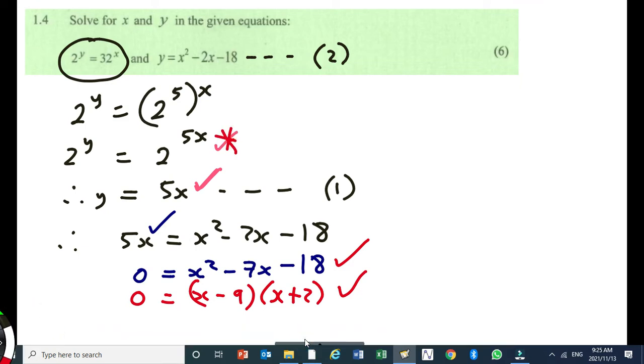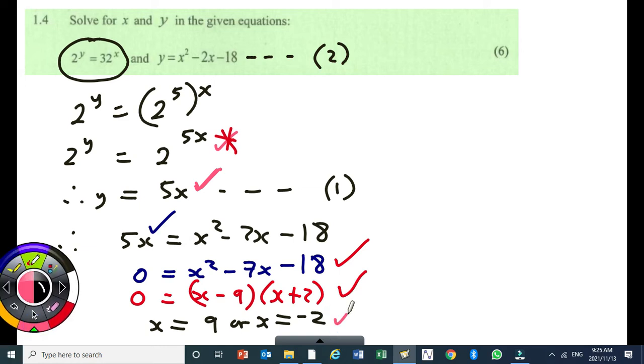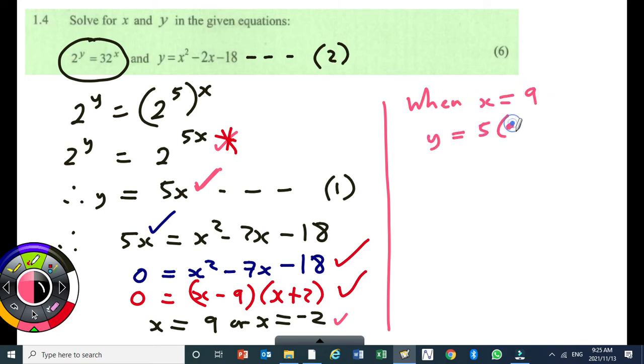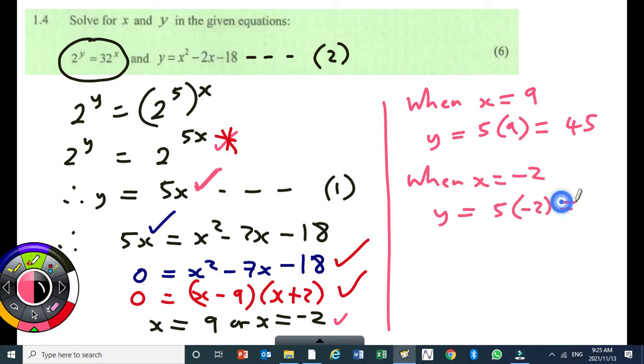Right. Then when you get here, it means x will be equal to 9 or x equal to negative 2. So we've got a mark here for the x values. Then the y values, we need to use x values. So we say when x is equal to 9, y is equal to 5 times 9, which is 45. When x is equal to negative 2, y is equal to 5 times negative 2. That will be negative 10.